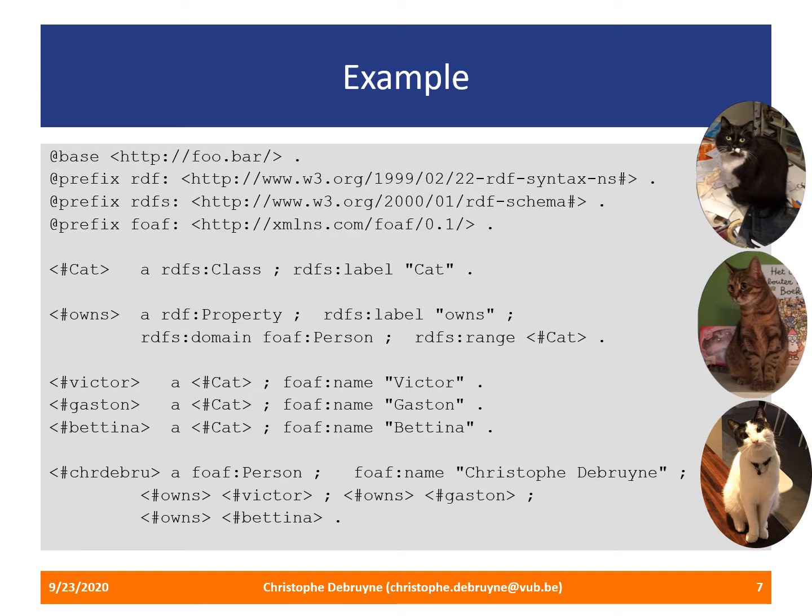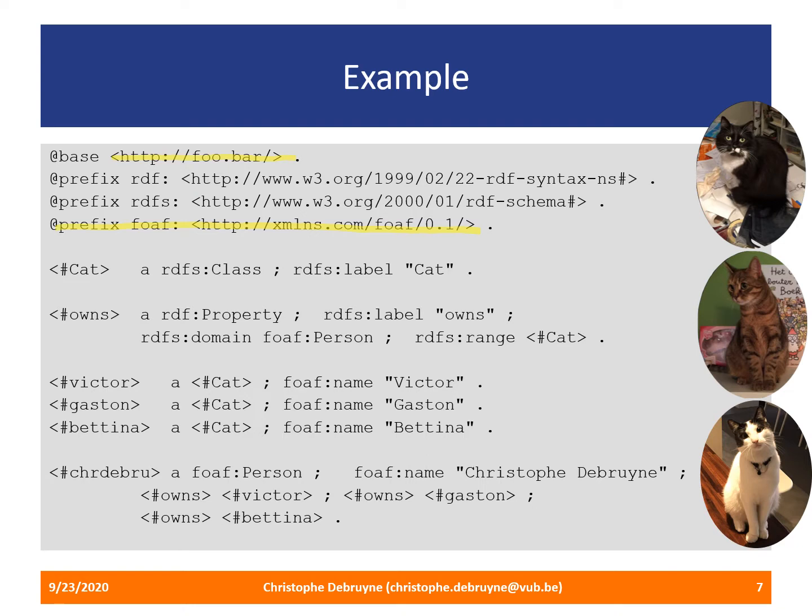So let's start with a simple example. Here I have an RDF Turtle file that uses the FOV ontology, which you can find here. It also avails of RDF and RDFS, and its base has been declared as being http://foo.bar/. Now, what's inside that RDF file?